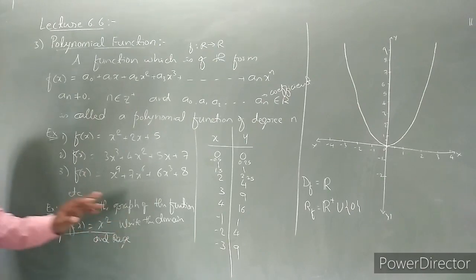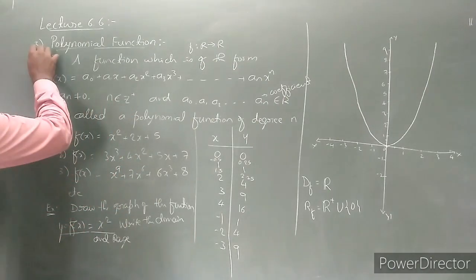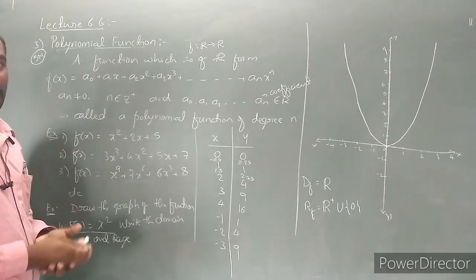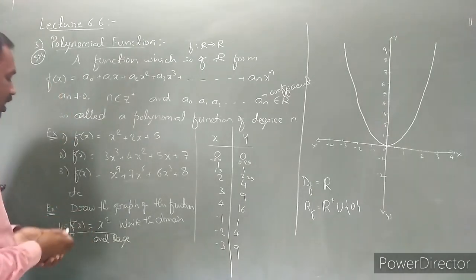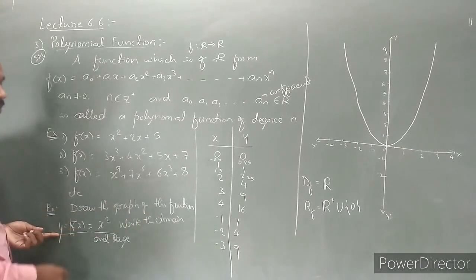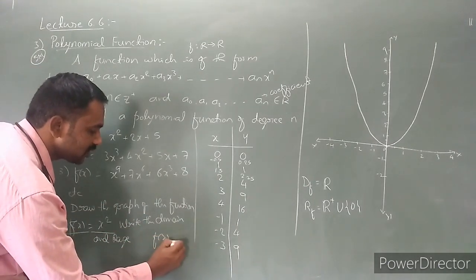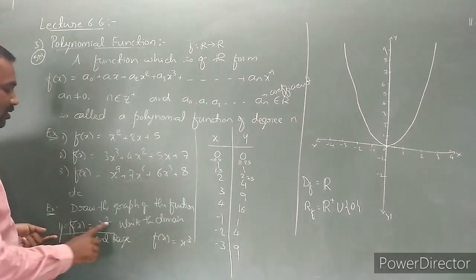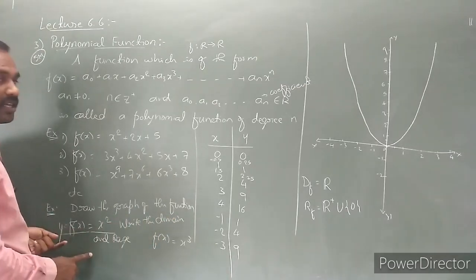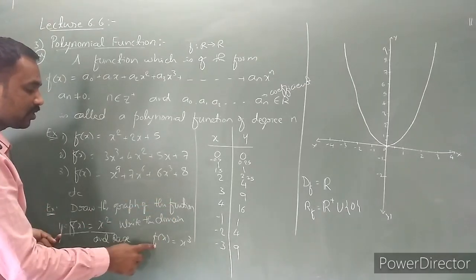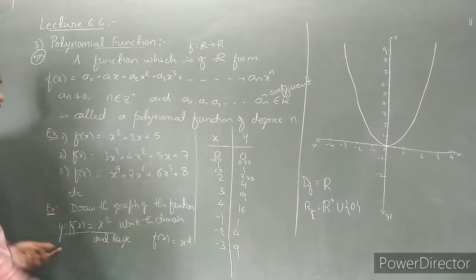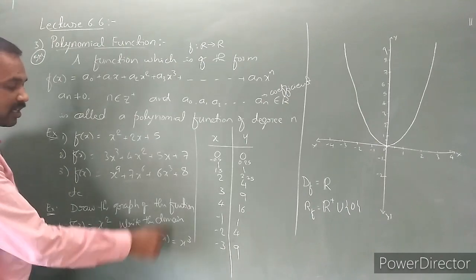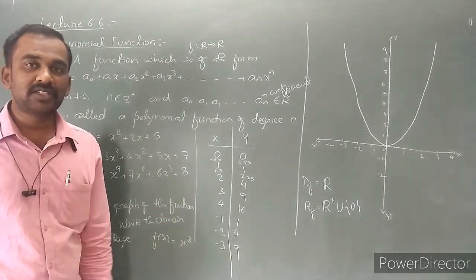In this case, if they ask a question on polynomial functions, they will ask: define a polynomial function and draw the graph of the function f of x is equal to x square, or else f of x is equal to x cube. Either this one or this one they used to ask: write the domain and range of the function, or draw the graph of the function f of x is equal to x cube and write the domain and range of the function. This is already explained.